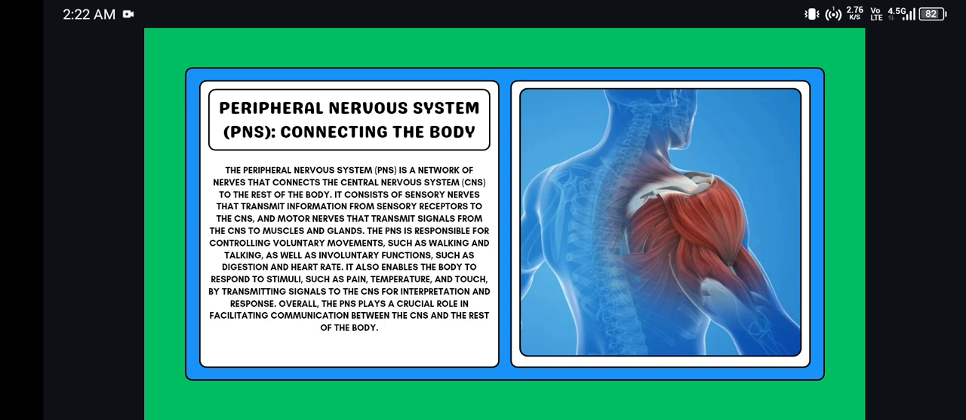We have two types of nervous system: the somatic nervous system, which controls voluntary movement, and we have the autonomic nervous system, which is focused on controlling involuntary functions such as heart rate and digestion.